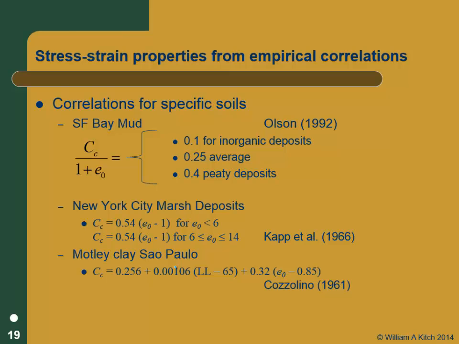If you need to do a back of the envelope calculation in San Francisco Bay mud, just take one of these values and run off with it. And you can see there are other ones at other places. I got some from Sao Paulo and some from New York City marsh deposits. So if you have those local kind of correlations, that's great. Get your index properties, do a back of the envelope calculation.